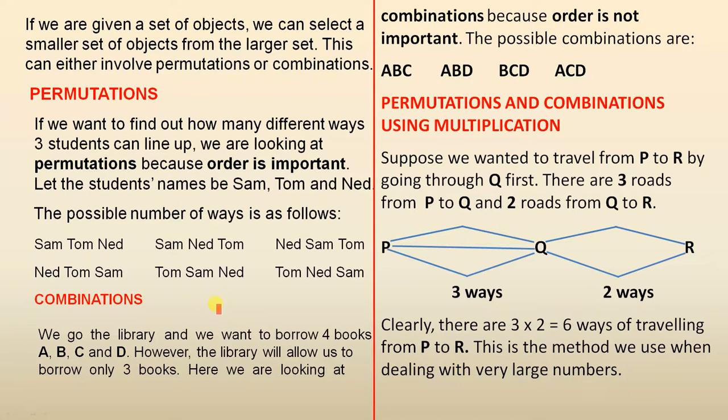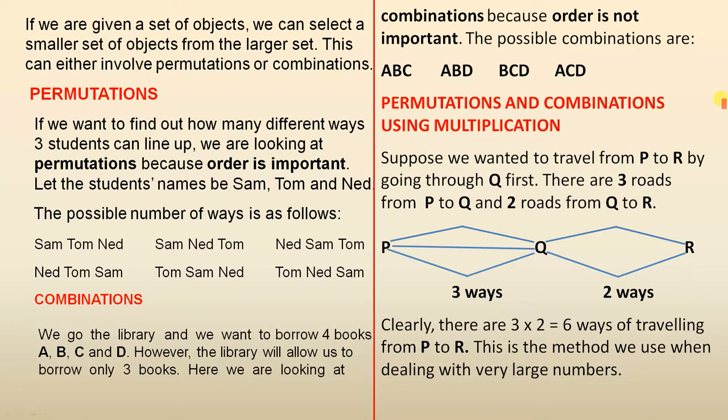Combinations. We go to the library and we want to borrow 4 books, A, B, C and D. However, the library will only allow us to borrow 3 books. Here we are looking at combinations because order is not important. The possible combinations are those 4 there, because we only have 3 books. We can borrow any 3. We don't care about order.